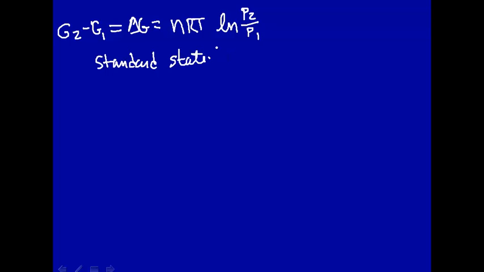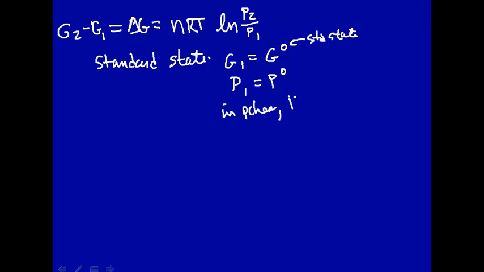So standard state, we're going to associate G1 with a standard state. We'll give that G with a 0 up there. That means standard state. And P1 then will be the pressure at the standard state. In Pchem, the standard state pressure is 1 bar, which is close to 1 atmosphere, but not quite equal to it.